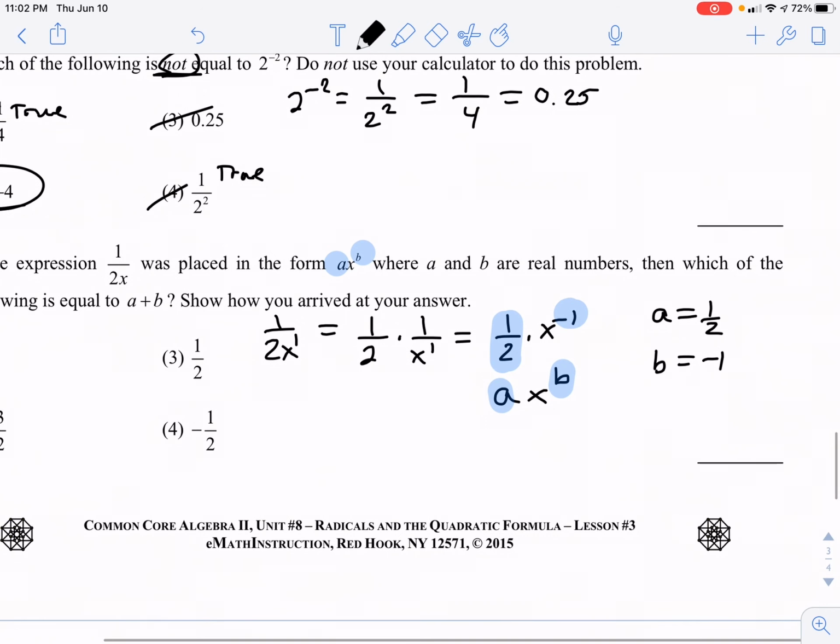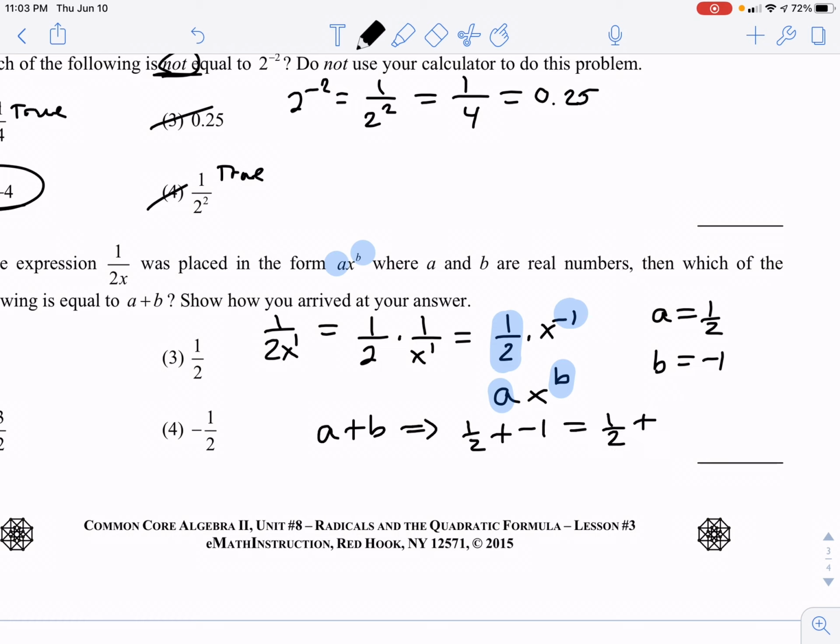Now the question wants to know, what is a plus b? So we've got to add those together. One half plus negative 1 is the same as 1/2 plus negative 2 over 2. Just rewriting 1 as a fraction so that I can add it to this fraction. 1 plus a negative was really minus, so 1/2 minus 2 over 2 is the same as negative 1/2.